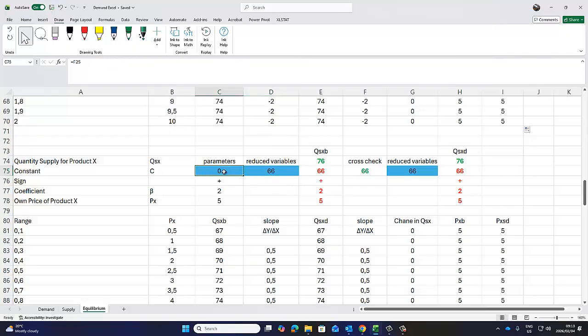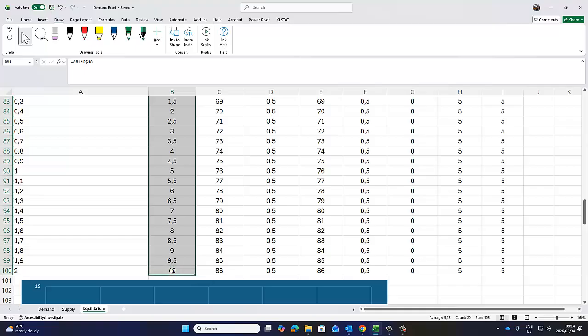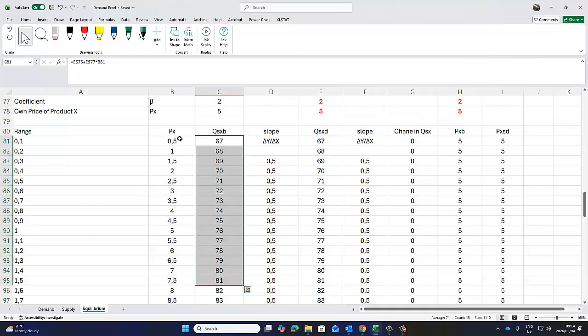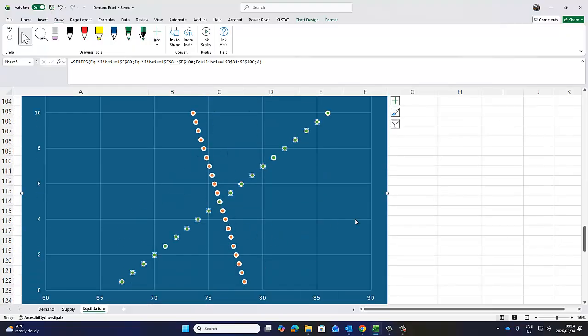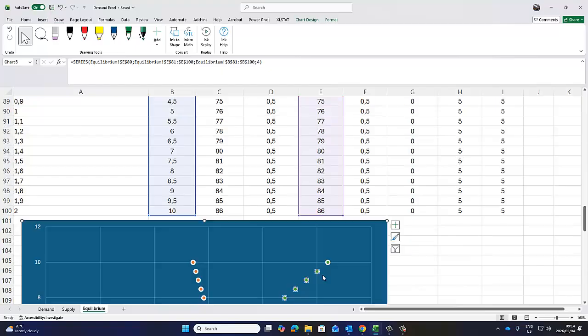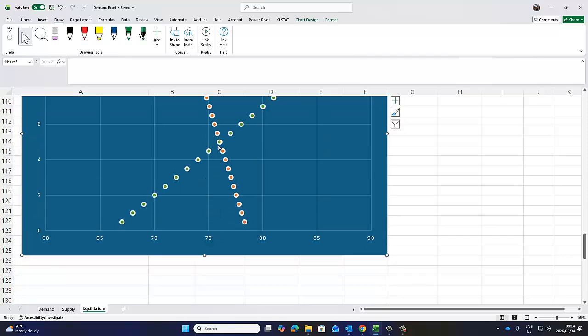So my constant, which is 0, plus reduced variables is 66, plus 2 times price. 2 times 5 is 10. 2 times 10 plus 66 gives me 76. And I do the same here. My supply, my price, and my quantity supply for each price. And I can draw my supply curve. And then obviously our equilibrium price is 5. We can bring that in now. And our quantity demand is 76. We can bring in that as well. So we can put a line there. We can put a line there.